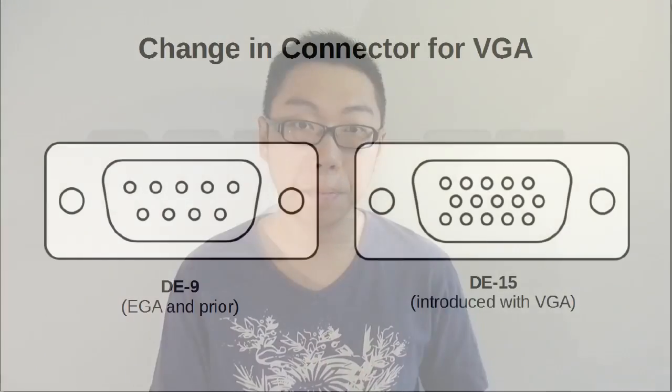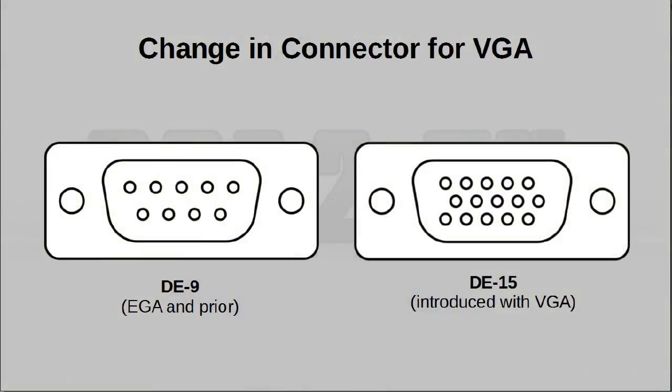VGA, which stands for Video Graphics Array, was released in 1987, and one of the big changes it brought along is in fact an additional row of pins to the display connector. The original plug is known as the DE9, in other words, it is D-shaped and has 9 pins, whereas starting with VGA, we now need to have a DE15 connector, in other words, a D-shaped connector with 15 pins.